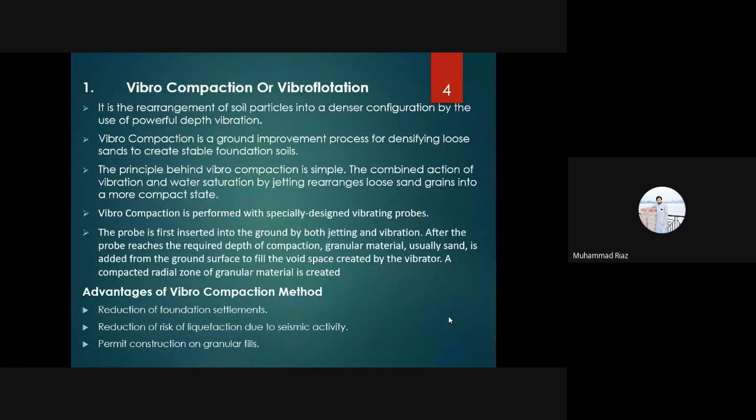Vibrocompaction is performed with specially designed vibrating probes. The probe is first inserted into the ground by both jetting and vibration. After the probe reaches the required depth of compaction, granular material, usually sand, is added from the ground surface to fill the void space created by the vibrator. A compacted radial zone of granular material is created.